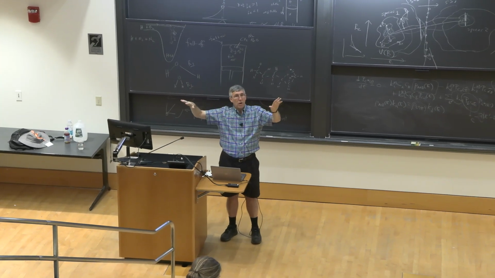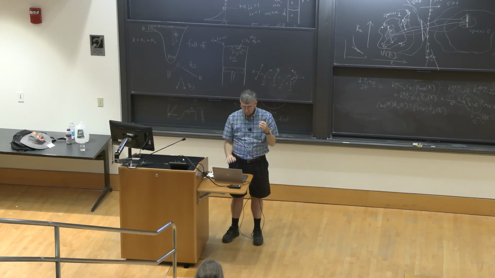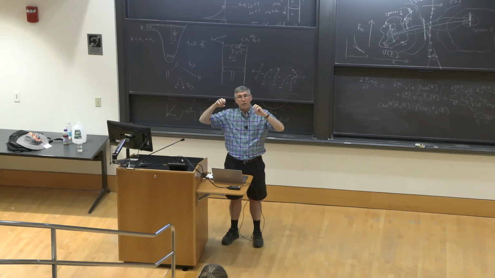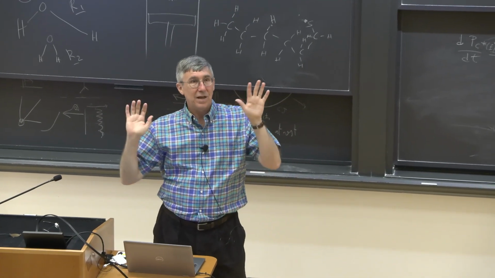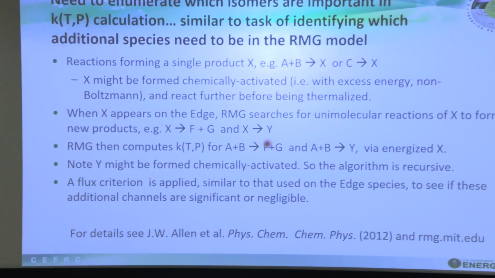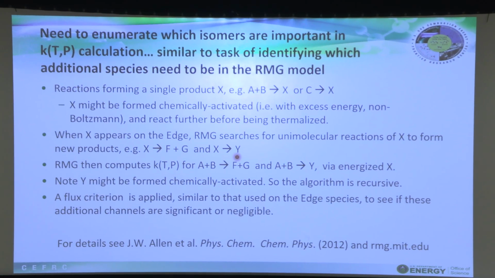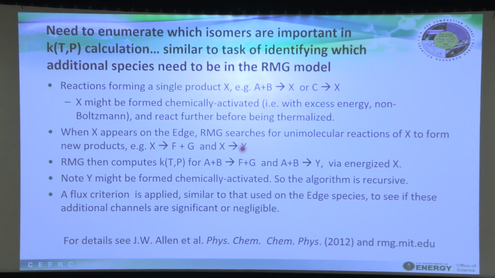So first order approximation, zero order approximation, we just don't worry about it. We say once it forms a bimolecular product, this whole chemically activated sequence is over, and they're going to have some collisions that get thermalized. Not always true, but that's their assumption. But when it does an isomerization, there's nowhere to lose the energy. So you have to keep on going because Y might be formed energized as well.